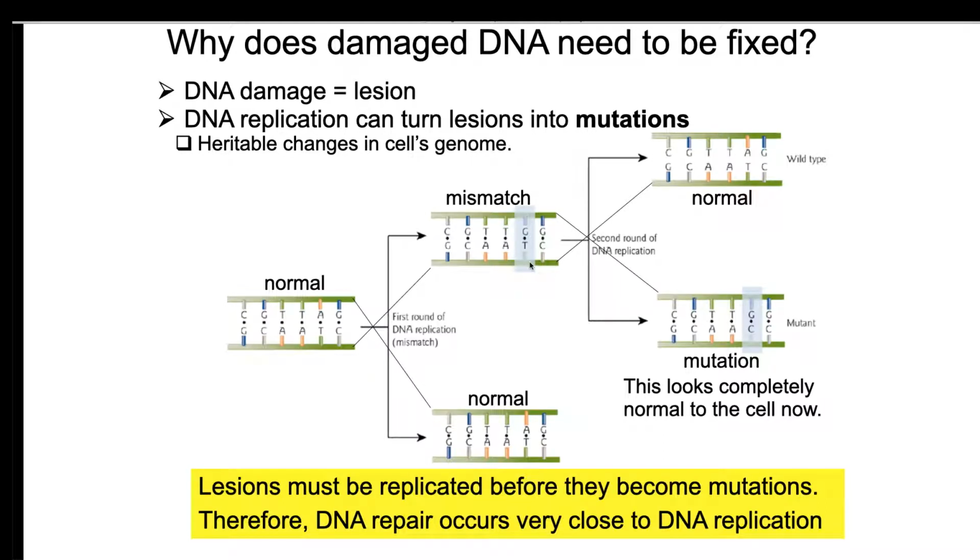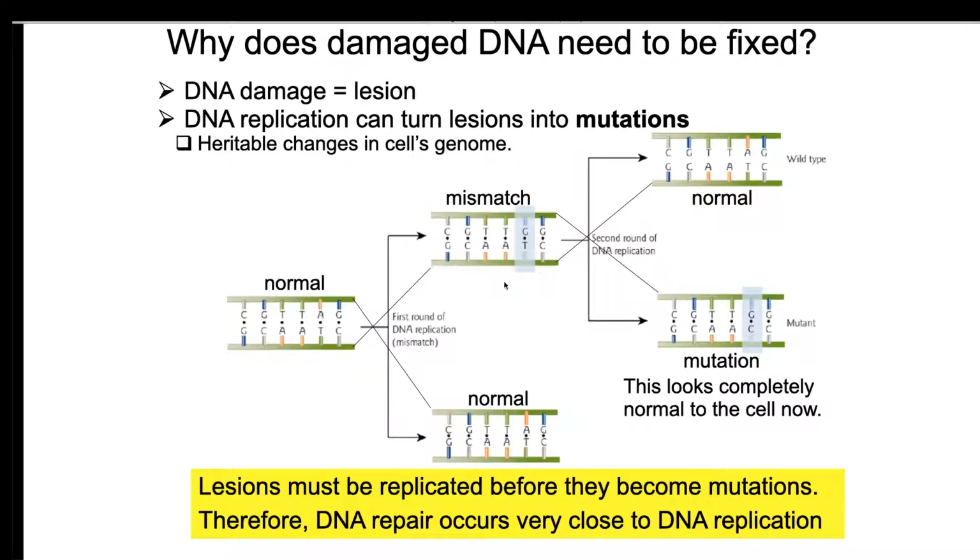But notice, there's a mismatch. Instead of putting an A here, a G has gone there. So now this is abnormal. The cell can detect, hey, wait a minute, G's are not supposed to pair with T's. So this is considered DNA damage. This is considered a lesion because the cell can detect that there is a problem here and the problem needs to be fixed. Because if it's not fixed in time, here's what can happen.